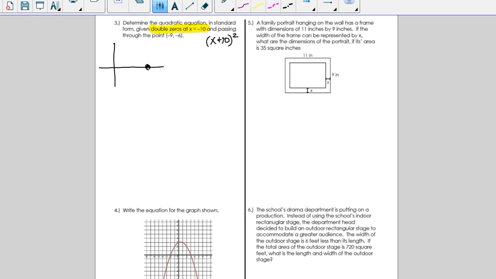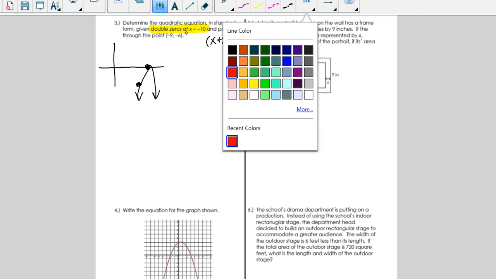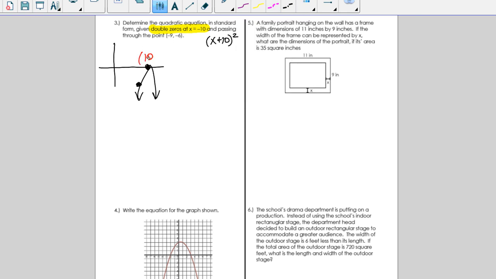So then this, let's see, -9, -6 would be here and here. So this is floating down somewhere. So it's going to be opening down. Okay, so here I'm going to treat this, you can do this a couple different ways. I'm going to treat this point (10, 0). I'm sorry, I said 10, 0. Oh man, guys, I don't want to start this all over.